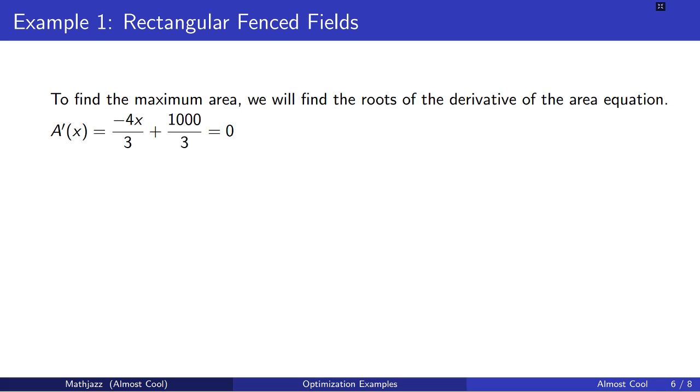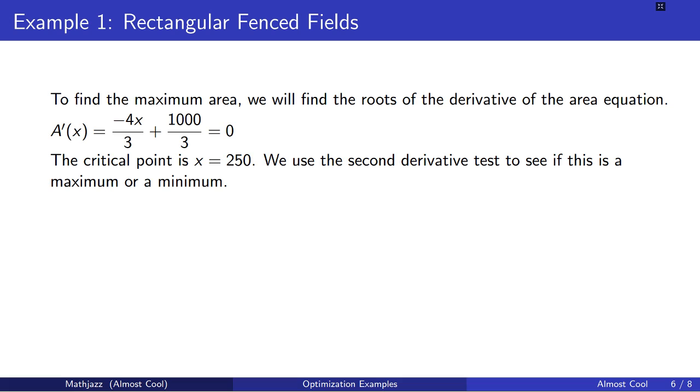After we do this, we find that the critical point is 250. We get that from subtracting 4x over 3 from both sides, multiplying both sides by 3, and then dividing by 4. Now, we have to use the second derivative test to see if this is a maximum or a minimum. It's going to end up that this is a maximum because we were asked to find a maximum area.